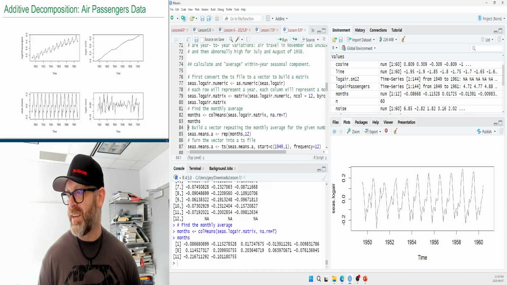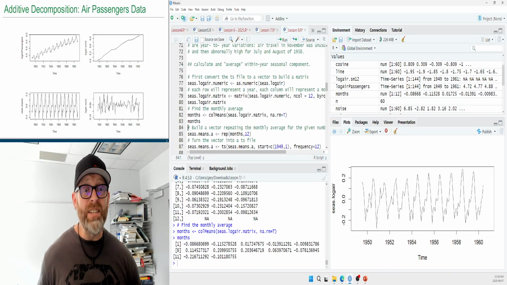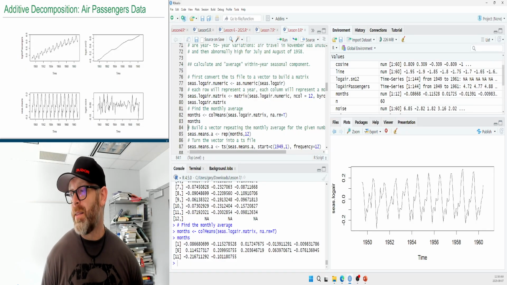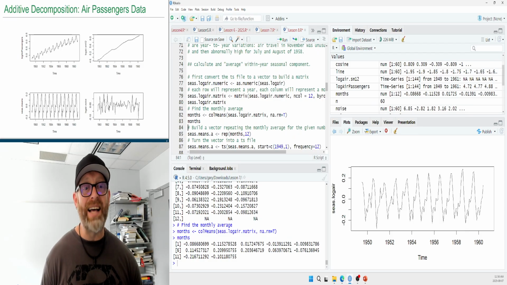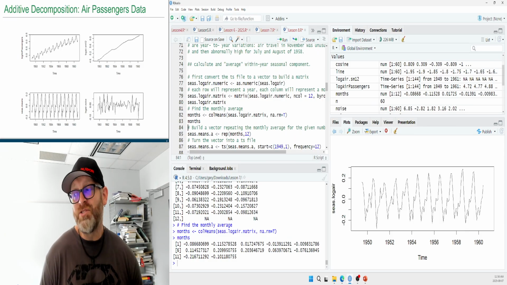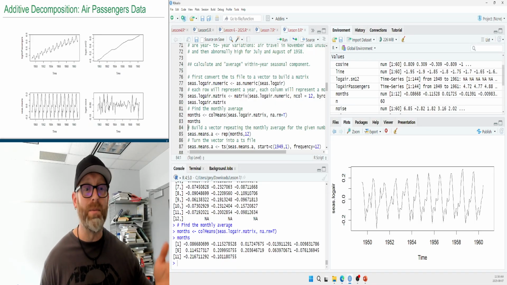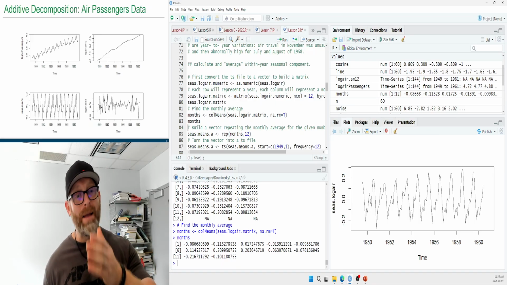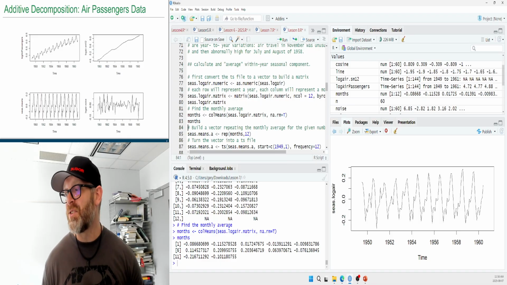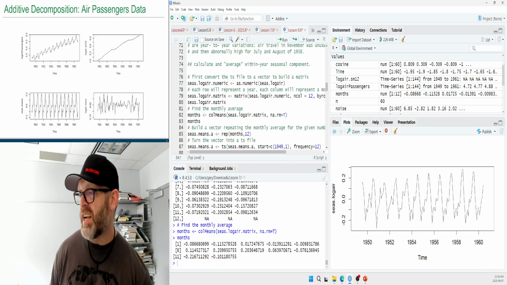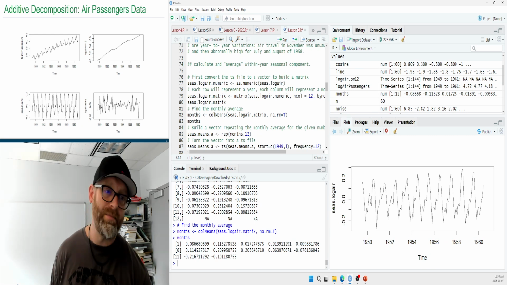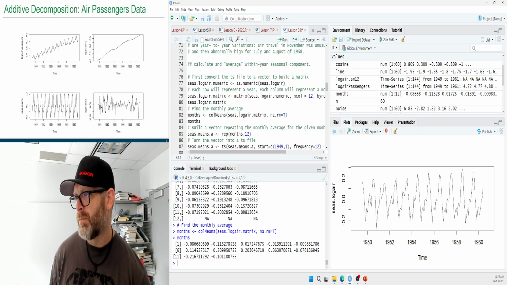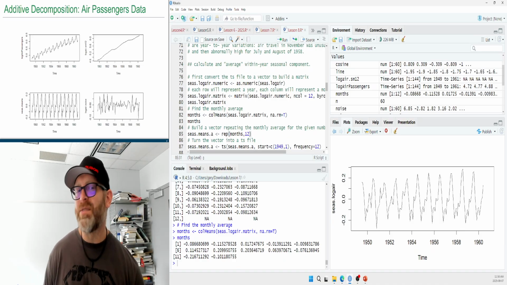So removing that, look at my months. This is just a vector where the first entry is representing January, the last entry is representing December, and it's just the average. It went down each one of those columns, which represented that month over all of the years, and took the average of that. So the average for January is negative 0.8668069. You get the idea. This is a vector of size 12.